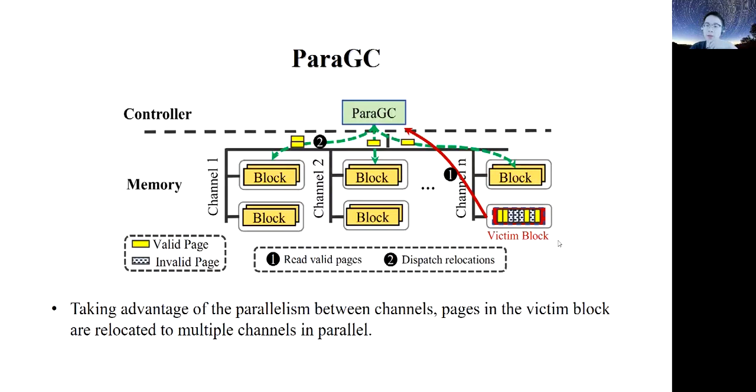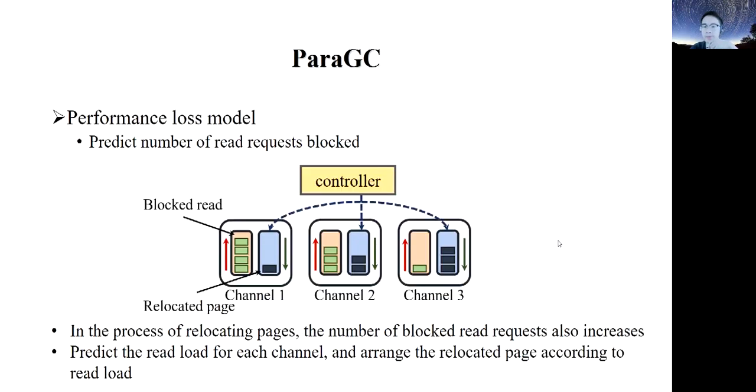Based on this, we propose a scheme called PowerGC to reduce garbage collection latency by deploying internal parallelism. PowerGC can take advantage of the parallelism between channels and relocate pages in the victim block to multiple channels in parallel. The process reads all valid pages from the victim block to the SSD controller, and then the controller distributes the data to the channels. So now, our question is how much data should be distributed to each channel.